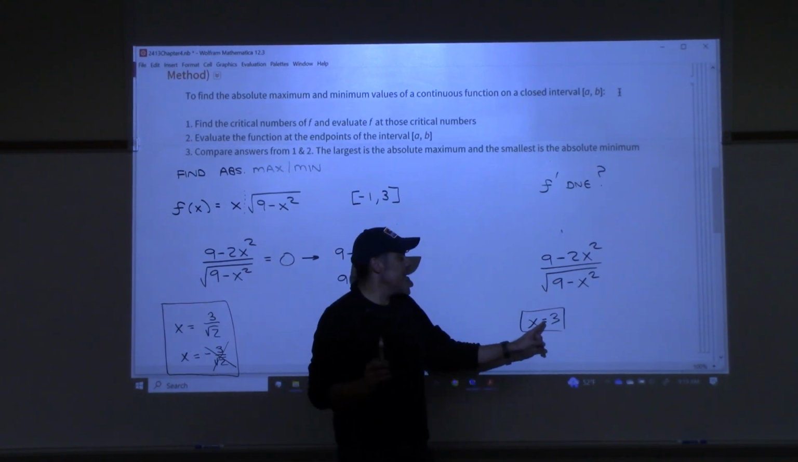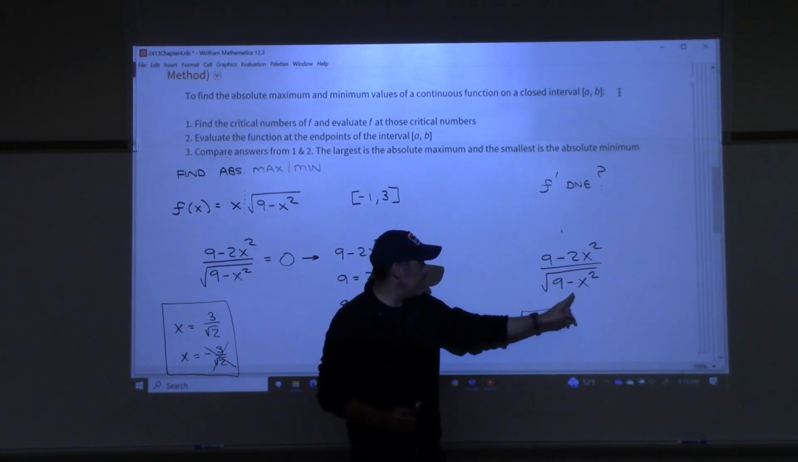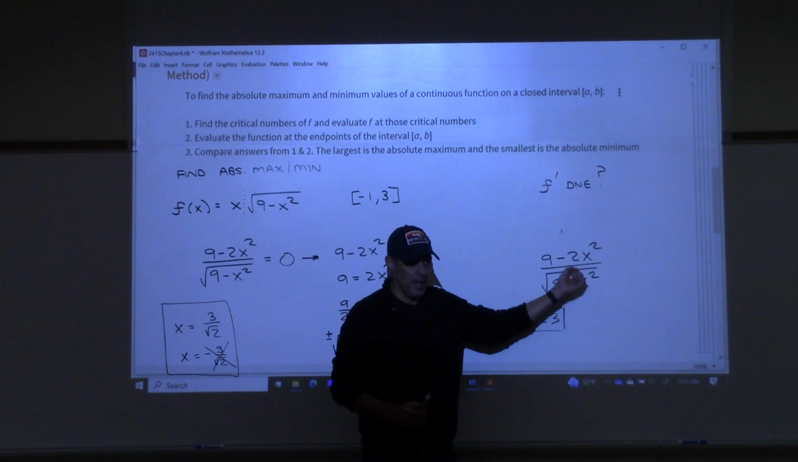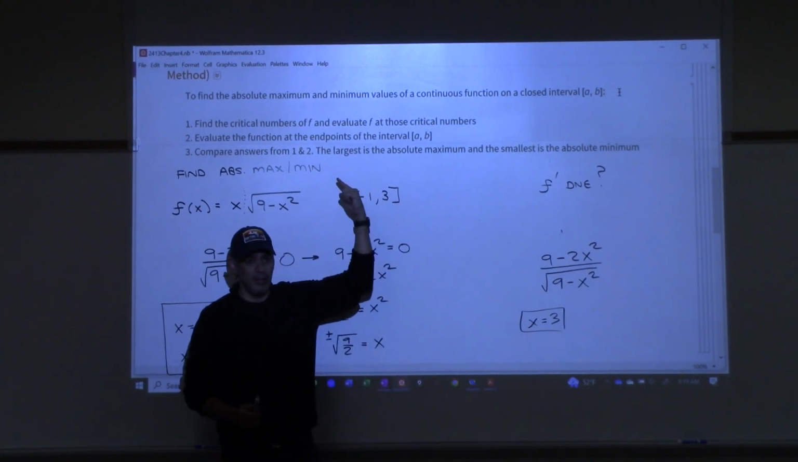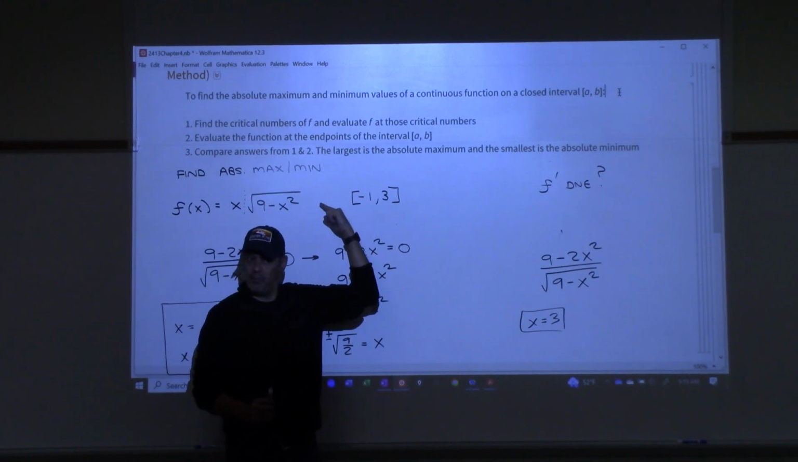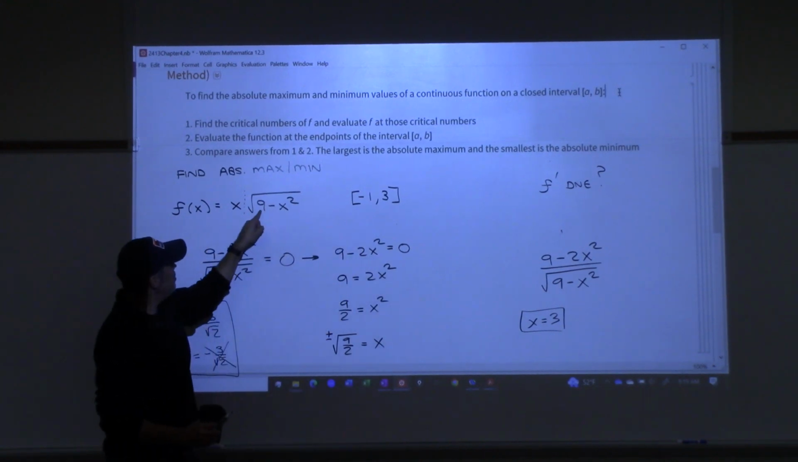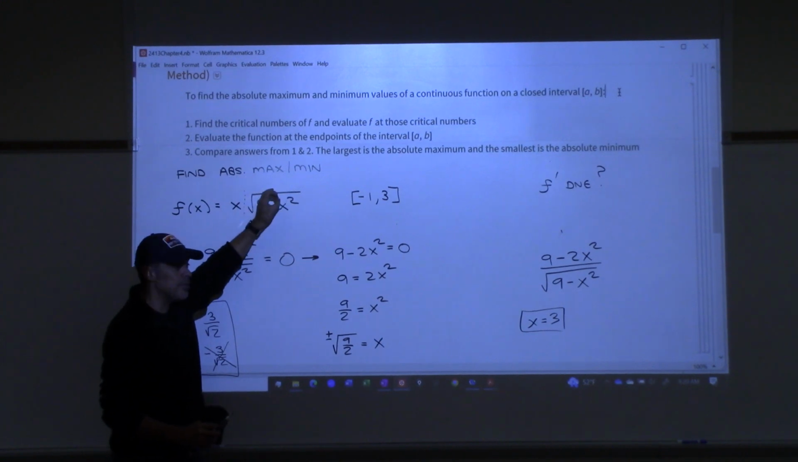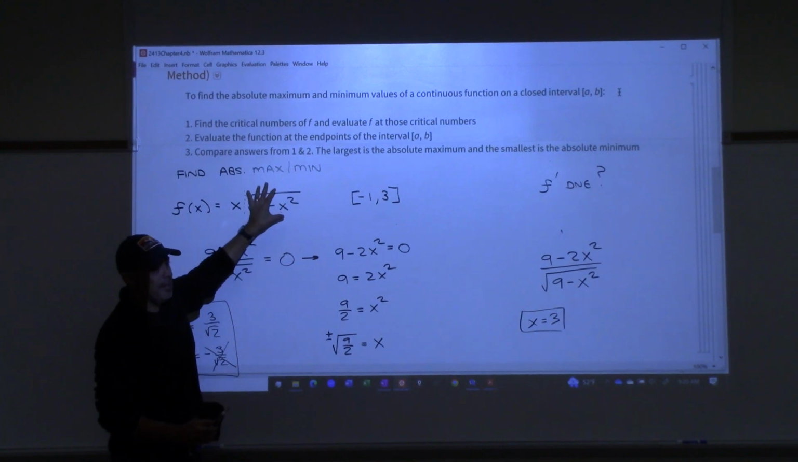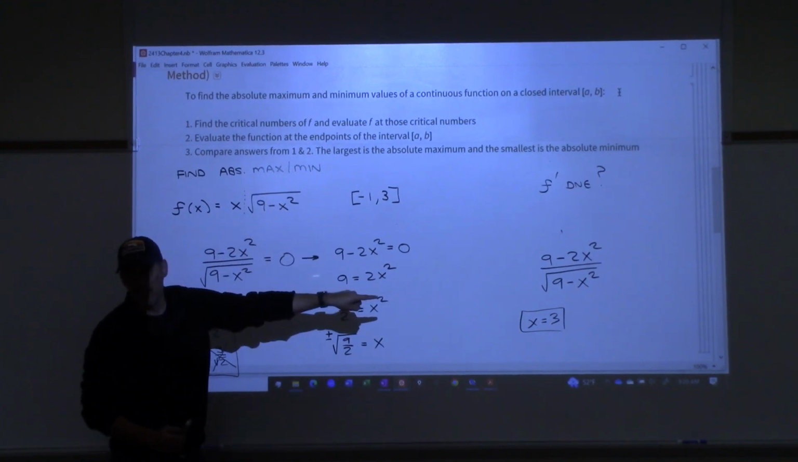When you plug 3 in, we didn't have that issue. See, if we plug in 3, this is not defined, right? If I plug in 3, it's division by 0. Can I plug 3 into that? Can I plug 3 in here? Yes, because you can do 9 minus 9, that's 0. The square root of 0 is 0. See, we're not dividing by 0 here. So it's okay to plug 3 in here, just not there.